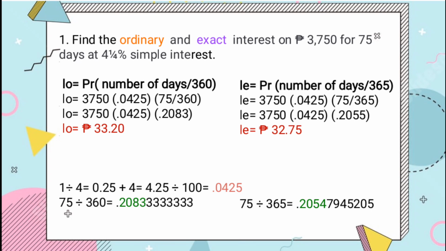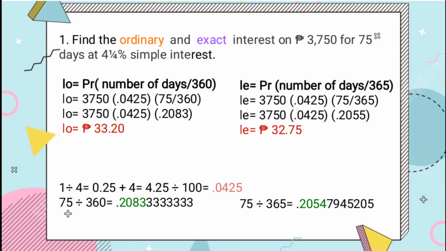Next, copy the sign. And then, bring down the 3,750 and then the rate. And then, number of days, you need to divide it by 360. So, yan yung magiging kalalabasan. Always, take note guys, in 4 decimal places. And then, pagkasunod nun is 5 and above, you need to round off. And then, if you're going to multiply that one, the ordinary interest is now 33.20 pesos. Take note, 2 decimal places, then pagkasunod niya is 5 and above, you need to round off.